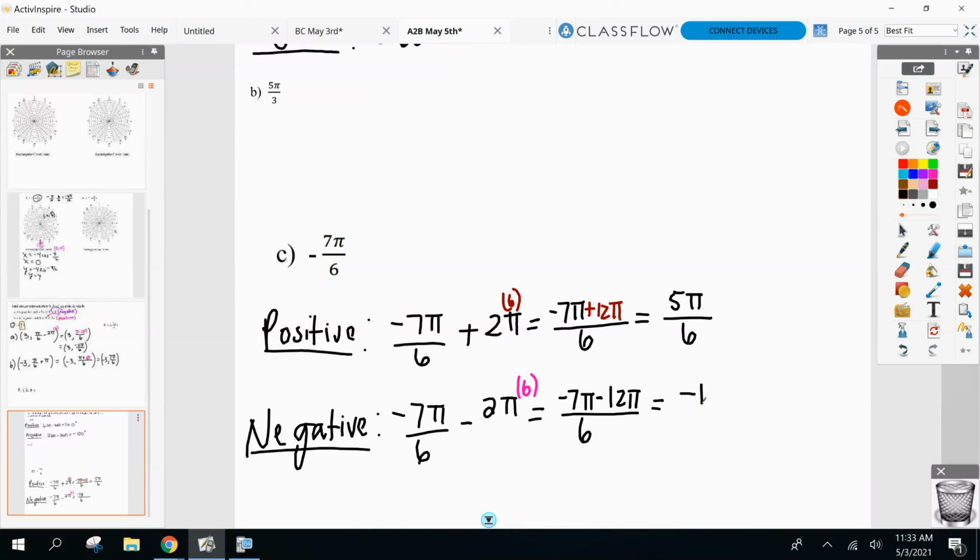Negative 19 pi over 6 is your negative answer. So are you always multiplying that denominator by the one you're not? Yeah, it has to be, Caroline, because that denominator is always going to be 1. Right? Whether I'm adding 2 pi or I'm adding just pi, that denominator is always going to be 1. So yes, you would have to always multiply it by your common denominator.